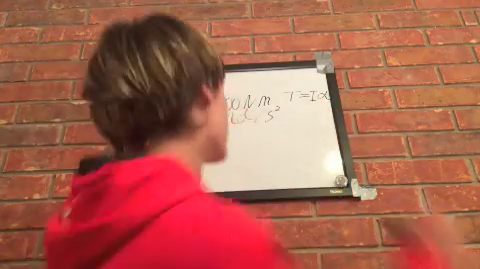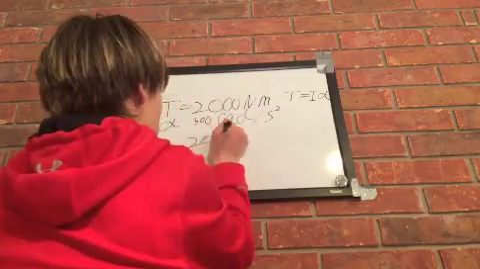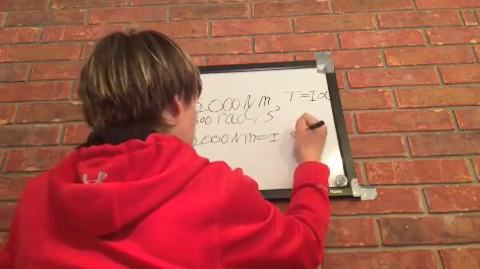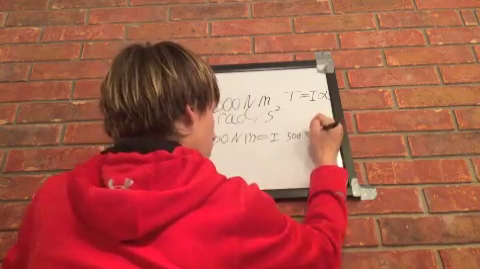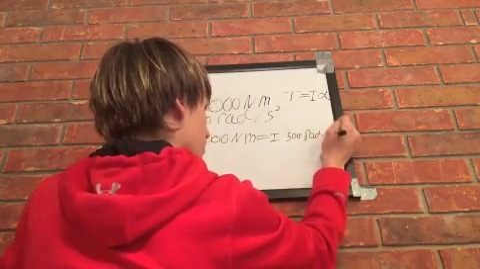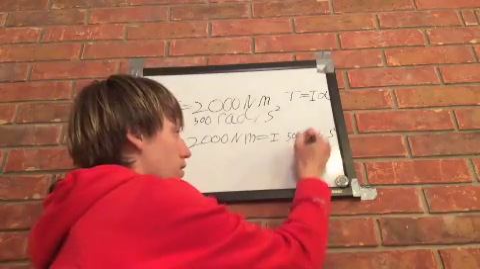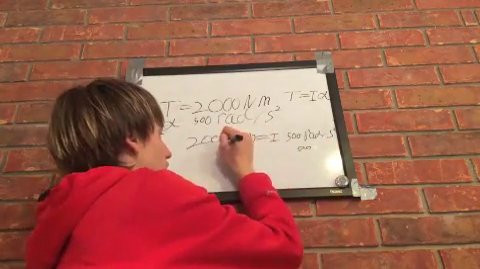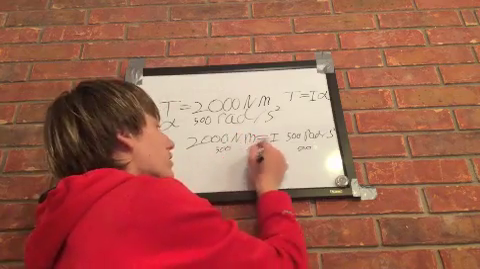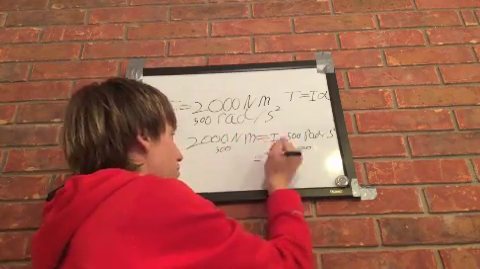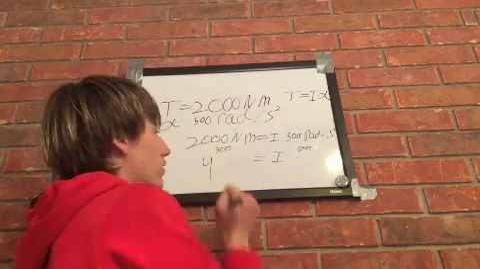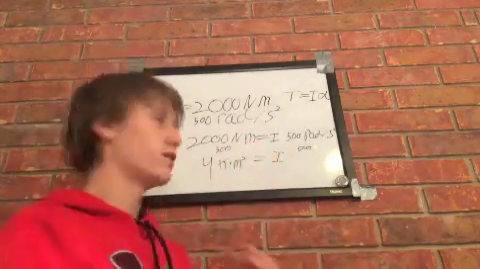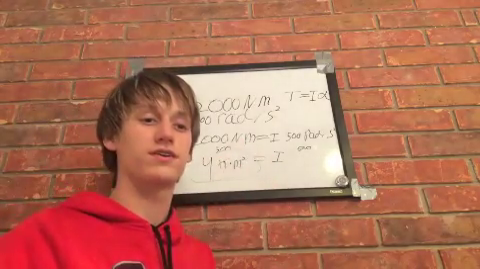So let's work that out. We have 2,000 Newton meters is equal to I times 500 radians per second squared. Then we divide by 500, not 5,000, 500, and then we get I is equal to 4 kilogram meters squared. And this is our answer.